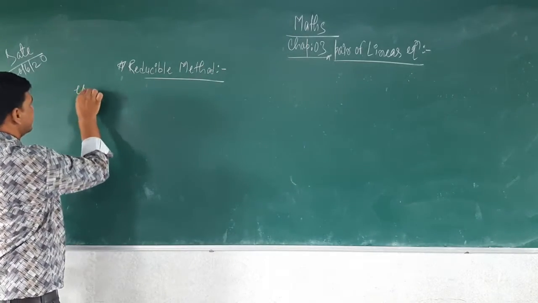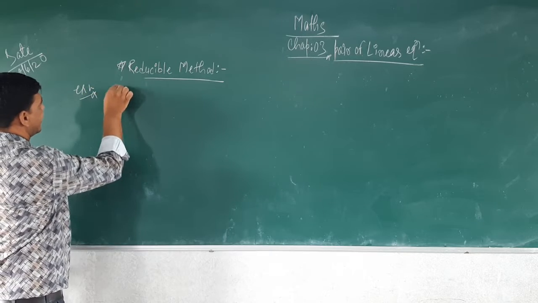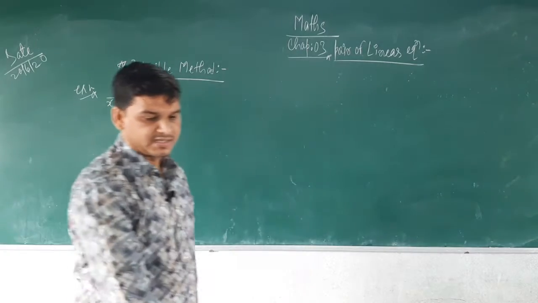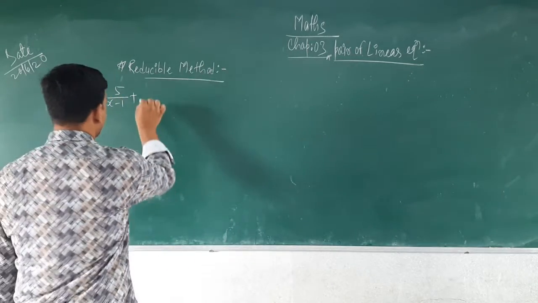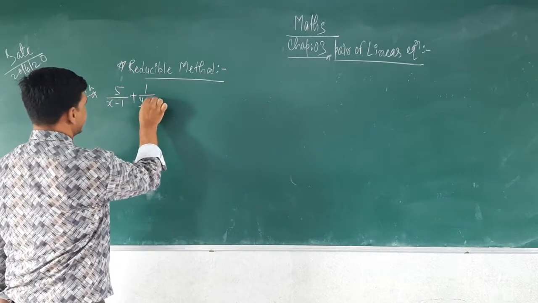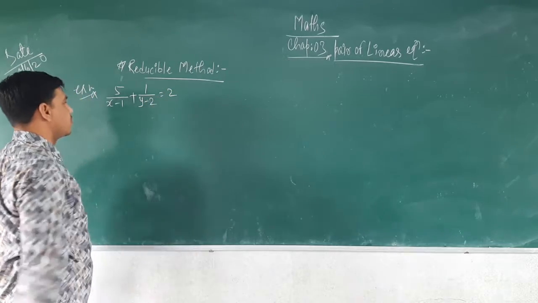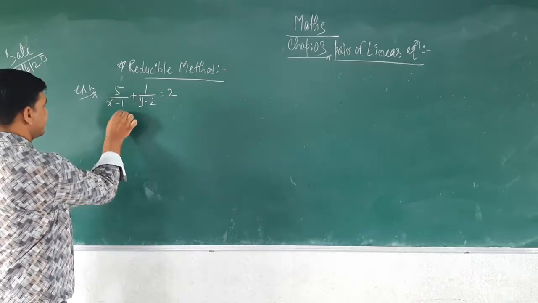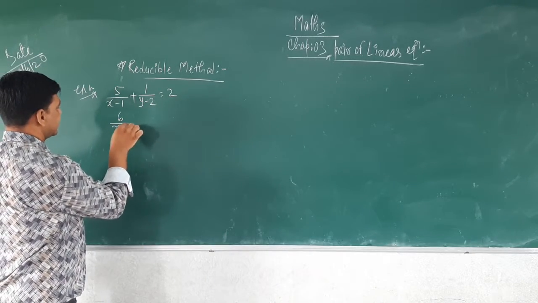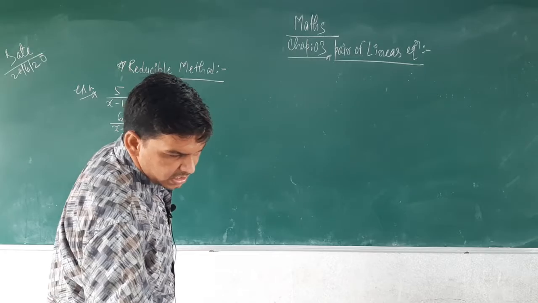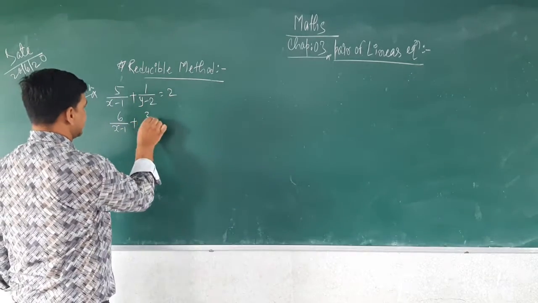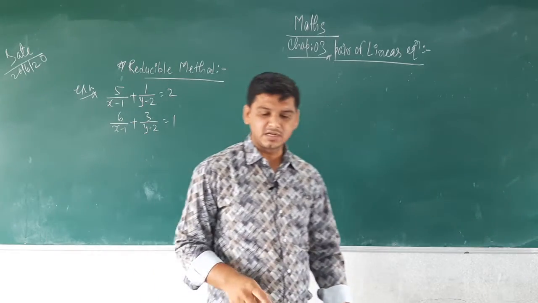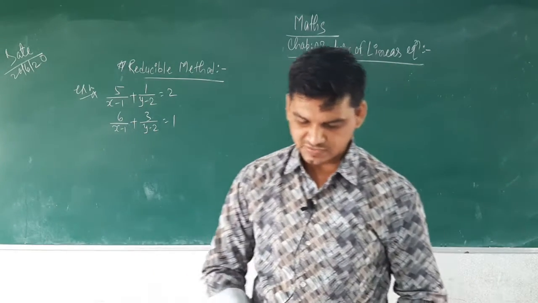This is the form of denominator. Let 5 upon x minus 1 plus 1 minus y by 2 is equal to 2. And the second equation we take here is 6 upon x minus 1 plus 3 upon y minus 2 is equal to 1. Then how can we solve these equations?